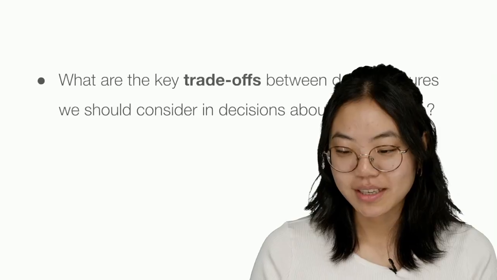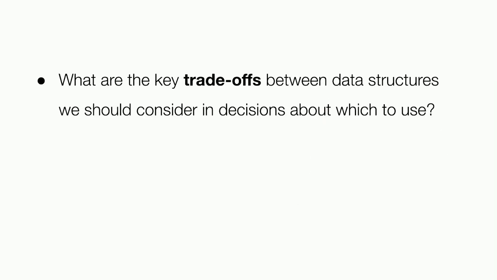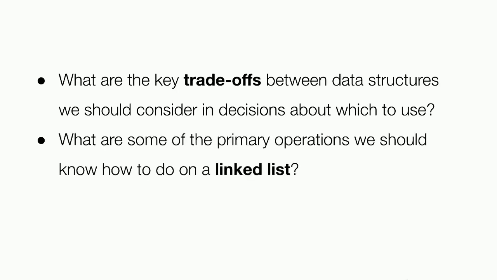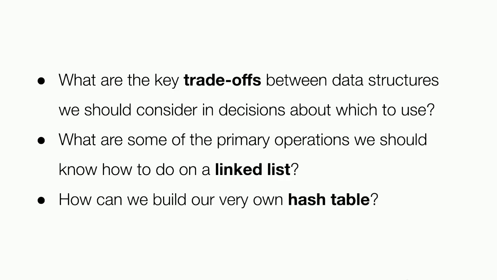Okay, so this week, some of the things we talked about are data structures, what kinds of data structures we can use, and some of the questions that might have come up for you from lecture might include: what are the key trade-offs between data structures that we should consider in decisions about which to use? What are some of the primary operations we should know how to do on a linked list, which is one of the data structures we learned about? And how can we build our very own hash table, which is another one of these data structures that we talked about.